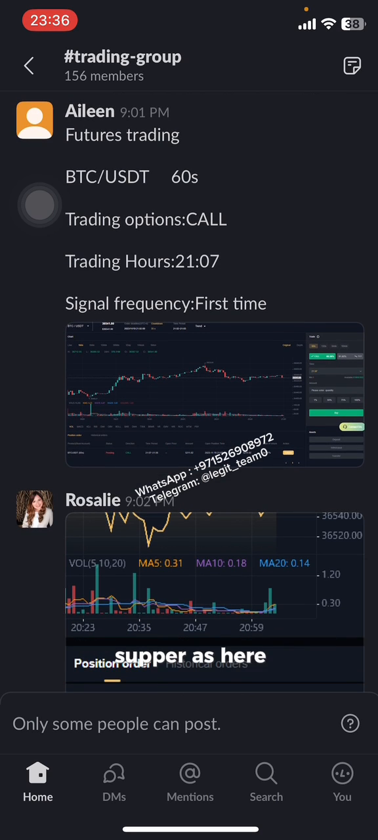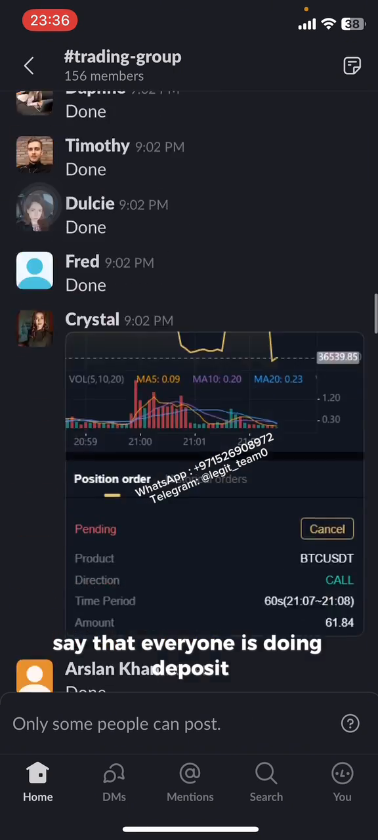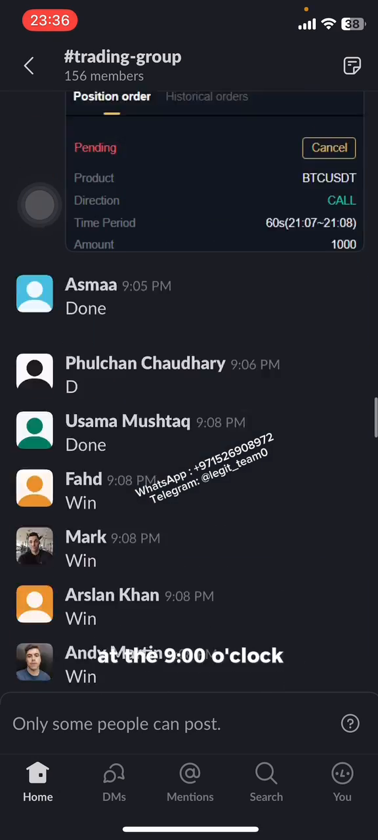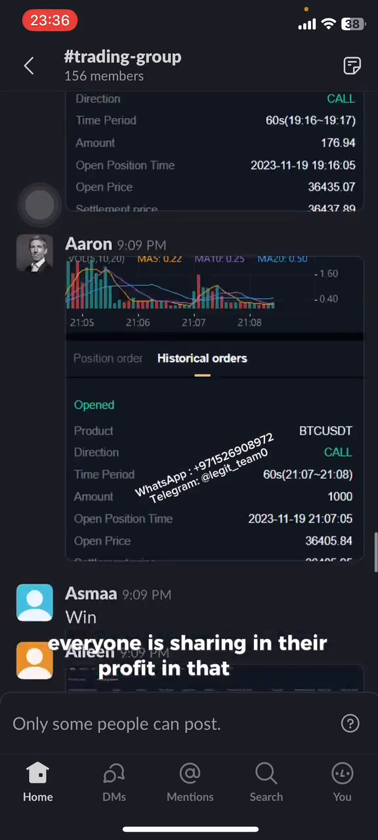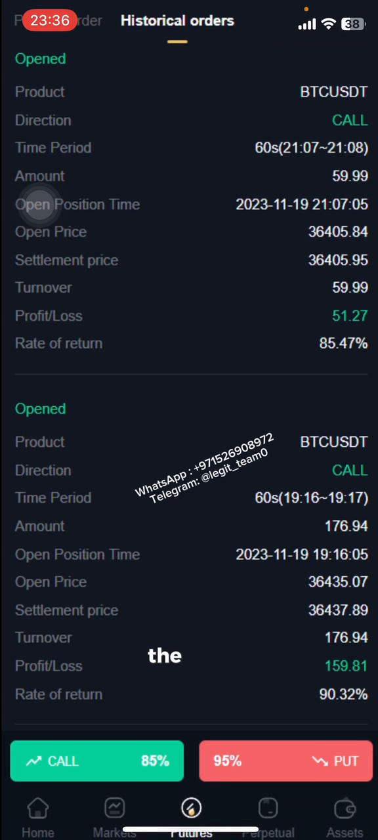Here you get signals like 9 o'clock, 9/7, make a call in the market. After that you can see that everyone is depositing, then they are waiting for the results. At 9 o'clock we see that our first signal is a win. Everyone shares their profit at that time, how much they put and how much they earned, and everyone is actually following the plan.